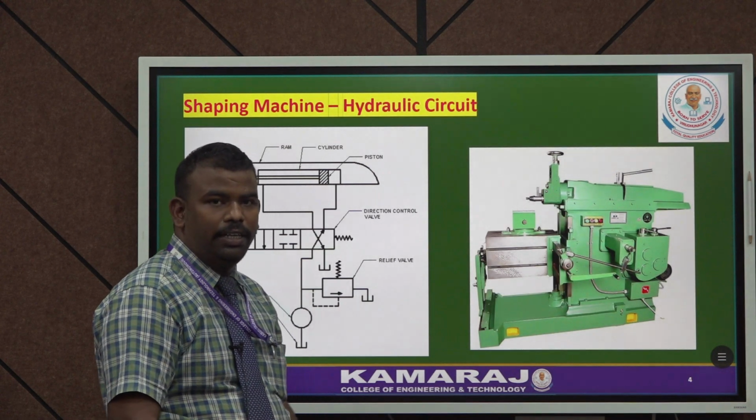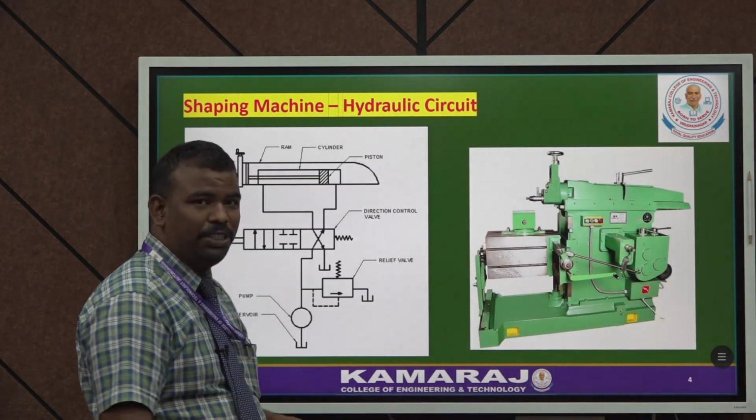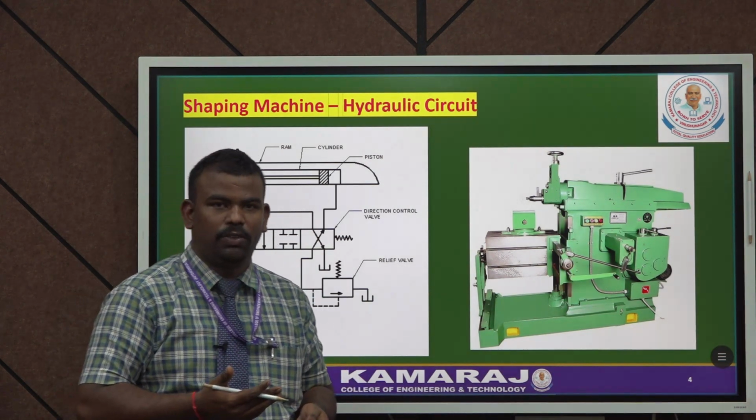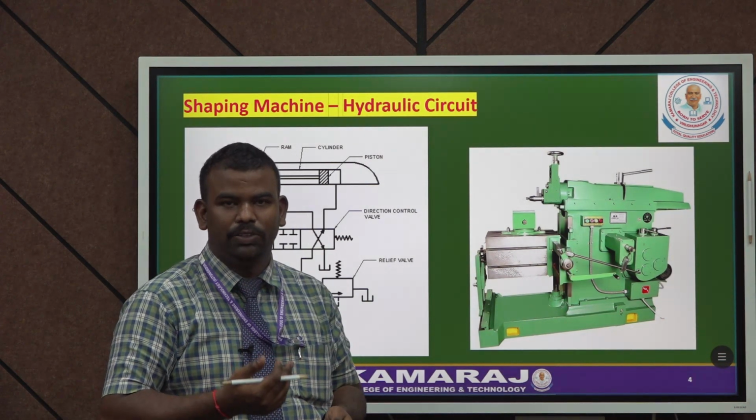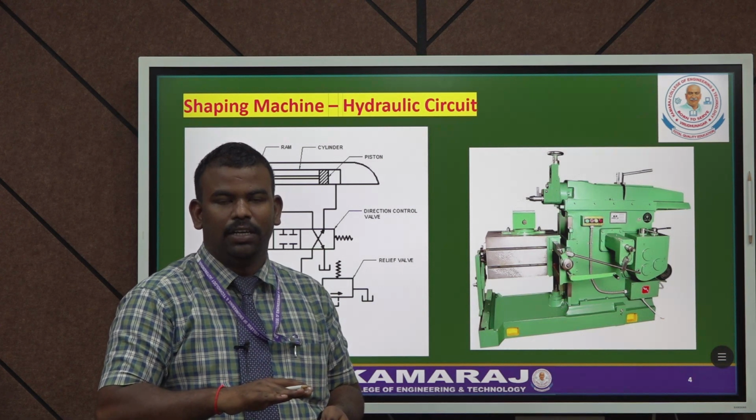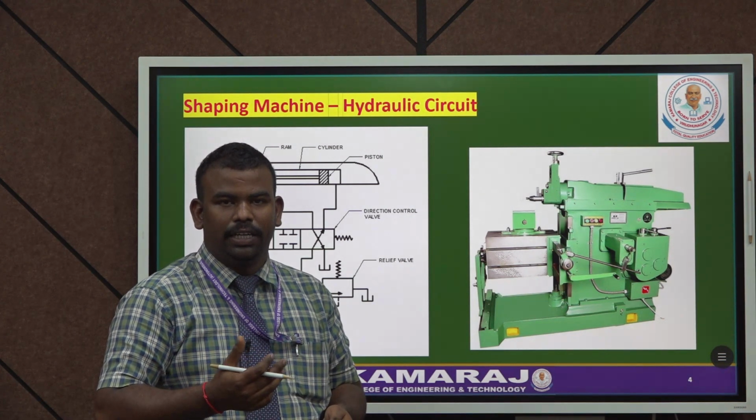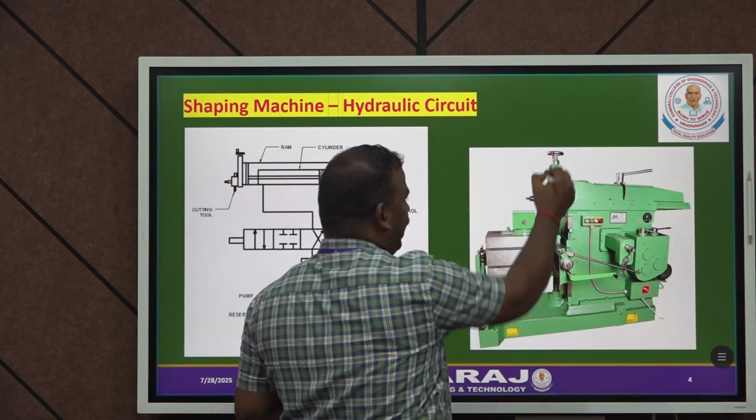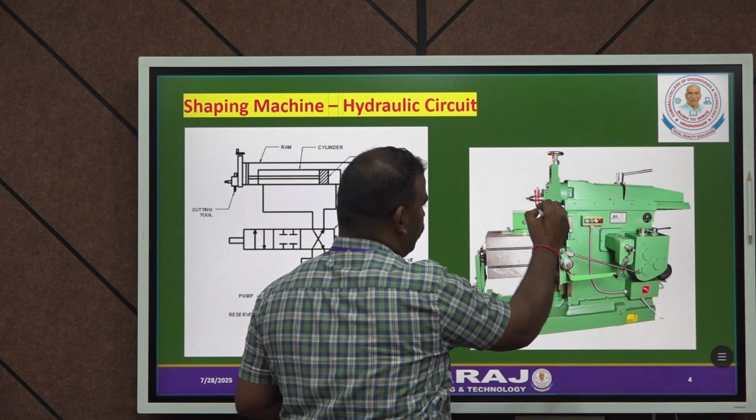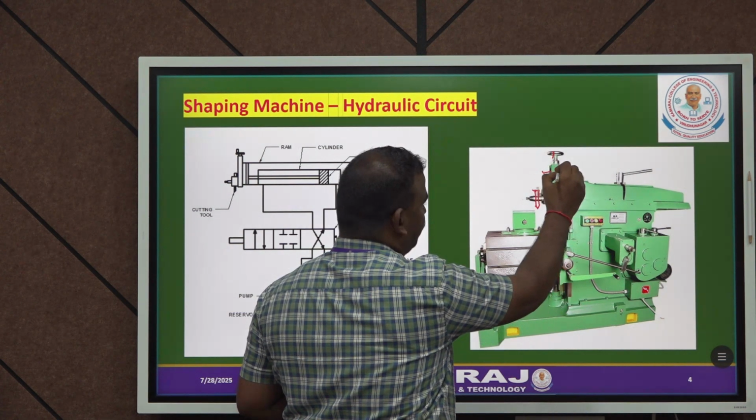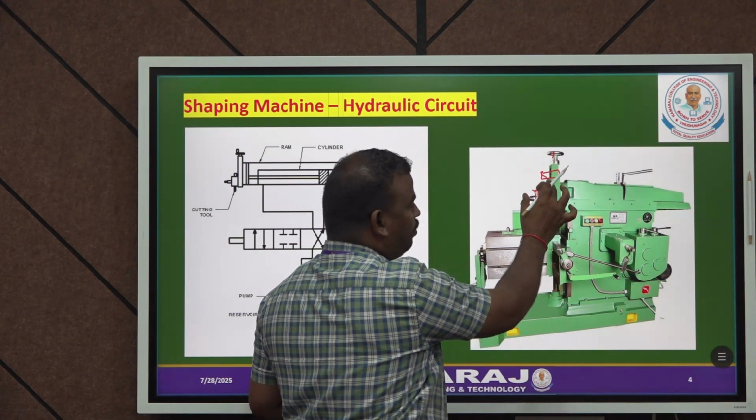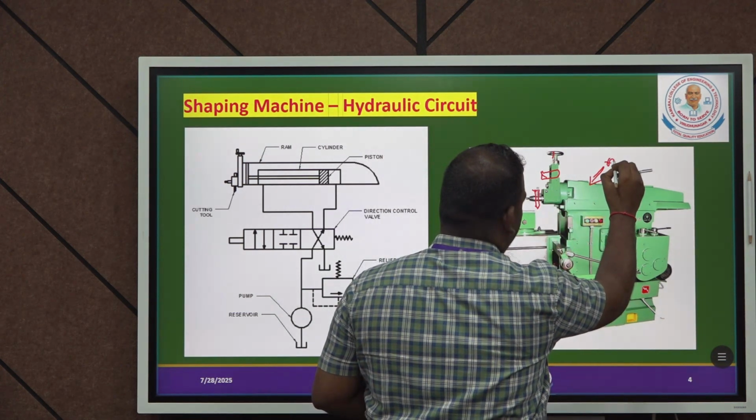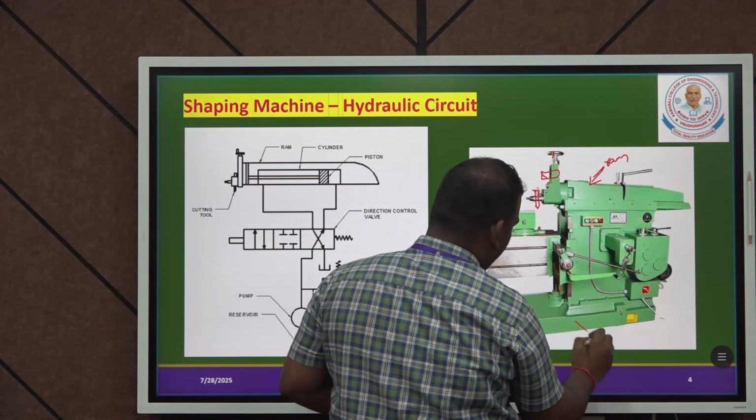And then the next application is the shaper machine using hydraulic circuits. Before going to the topic, first you should know about the working of the shaper machine. A shaper machine is mainly used for producing flat surfaces or keyway cutting in the given components. The tool is fixed in the tool head. This is the tool, this is the tool head. The tool head assembly is mounted in the shaper ram. This is the base of the shaper.